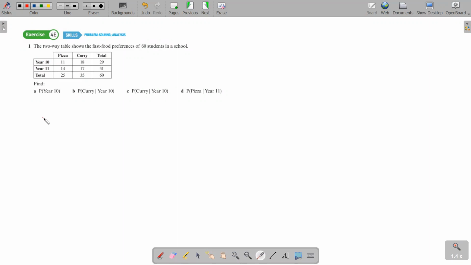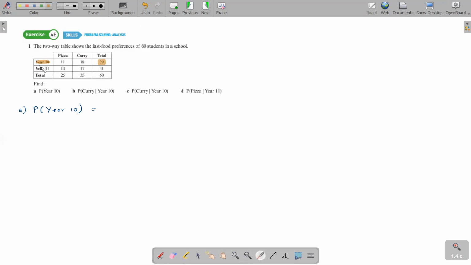All right, so they are asking you to find the probability of getting a year 10 student. What's the probability of getting a year 10 student? All you have to do here is go through year 10. So this is year 10. You can see the total of year 10. Can you see it in this row?